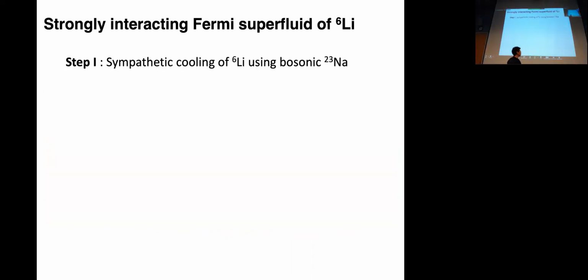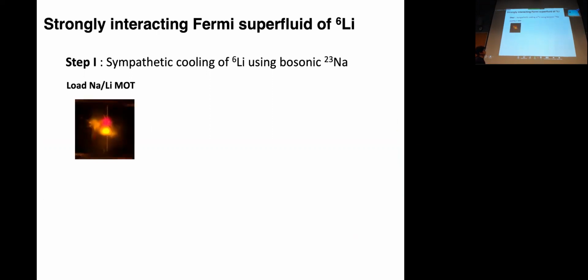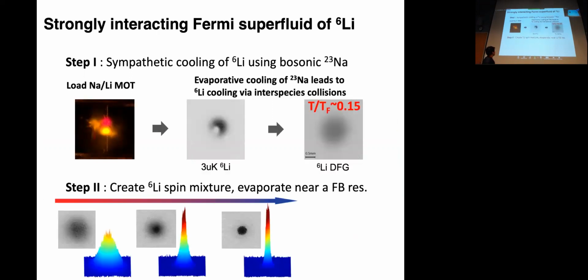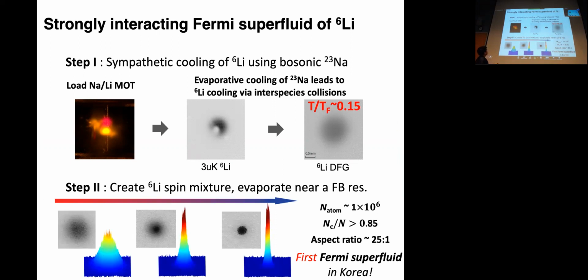Now, I won't go through the very details of how we prepare our strongly interacting fermions, but just emphasize a few key points. First is that in the process of cooling fermionic lithium, we use bosonic sodium atoms as a sympathetic coolant. And the reason for that is in the process of cooling our fermions, we want to try to preserve our fermion number as much as possible. So in the end, we can have a very large sample of a strongly interacting Fermi superfluid.